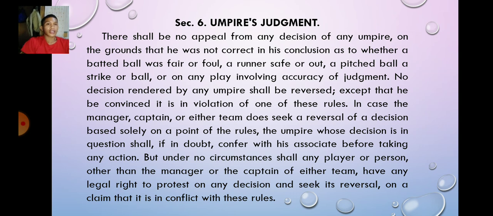So, Section 6, Umpire's Judgment. There shall be no appeal from any decision of an umpire on the grounds that he was not correct in his conclusion as to whether a batted ball was fair or foul, a runner safe or out, a pitched ball a strike or a ball, or any ruling involving judgment. Under no circumstances shall any player or person other than the manager or the captain of either team have any legal right to protest any decision and seek its reversal on a claim that it is in conflict with this rule.